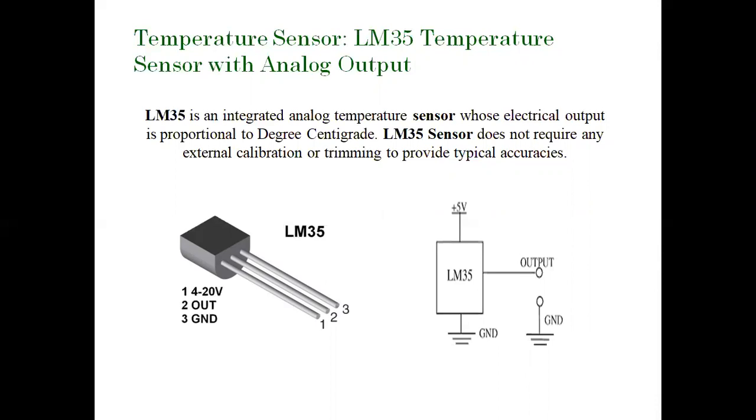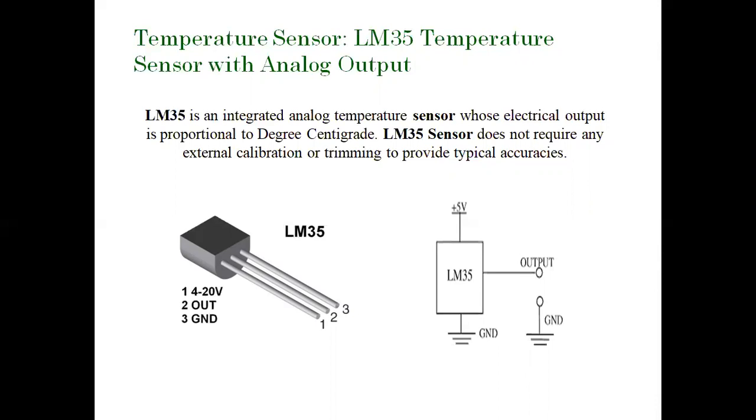Then the second is the output pin, and the third one is the ground pin. The output that it gives you will directly be in terms of temperature. The IC is formed in such a way that it measures the change in temperature, and the internal circuitry generates an electrical output, a voltage output, which is proportional to the temperature change, and the output that it shows will automatically be in degrees Celsius.